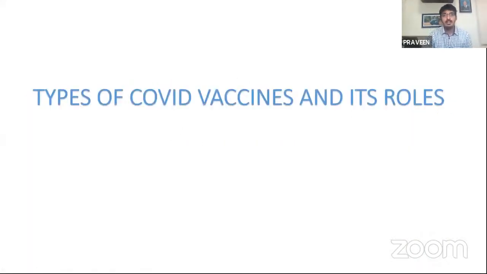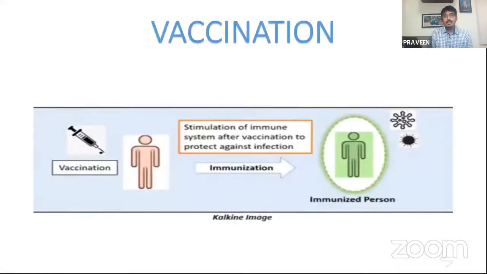Good evening, all. Today I'm going to present about the types of COVID vaccines and the role they are going to play in our body, whatever the immunogenic response it is going to develop in our body. And what's a vaccination, first of all? Vaccination is nothing but a part of a virus, say a spike protein or an inactivated virus.